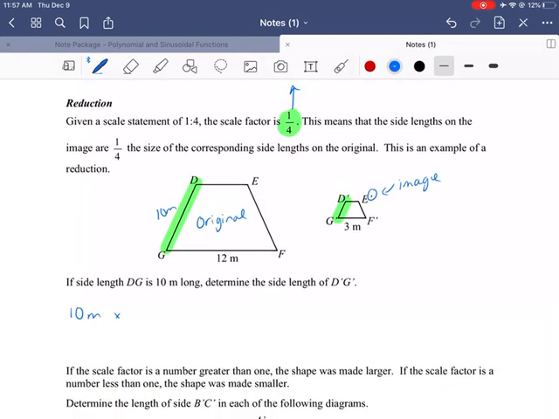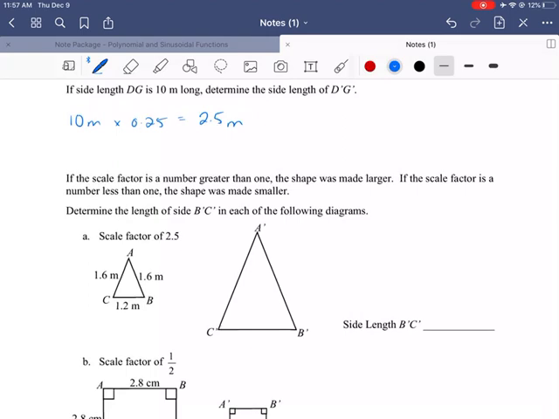Now 1/4 is the same as 0.25. So 10 times 0.25 is going to give us a measurement of 2.5 meters. So D prime G prime is 2.5 meters.